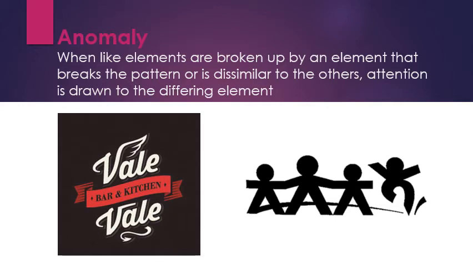And then with the little paper cutout people, the guy at the end who's broken free and he's jumping for joy, he's breaking the pattern so that he is the anomaly. He is where your eye is being drawn to as the focal point, since he is different than the other three guys.